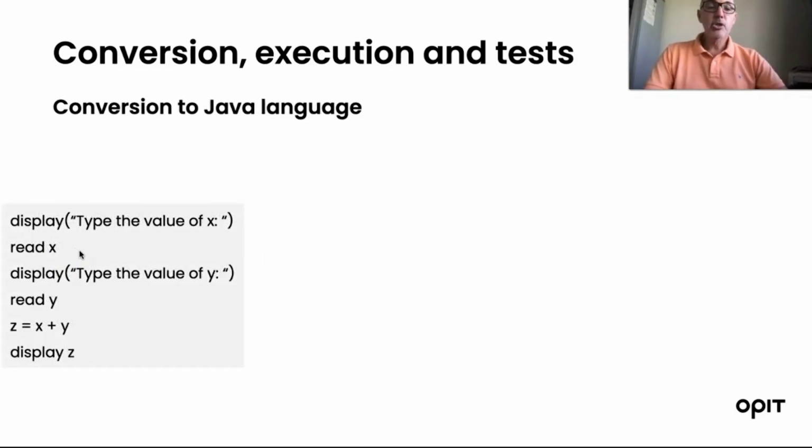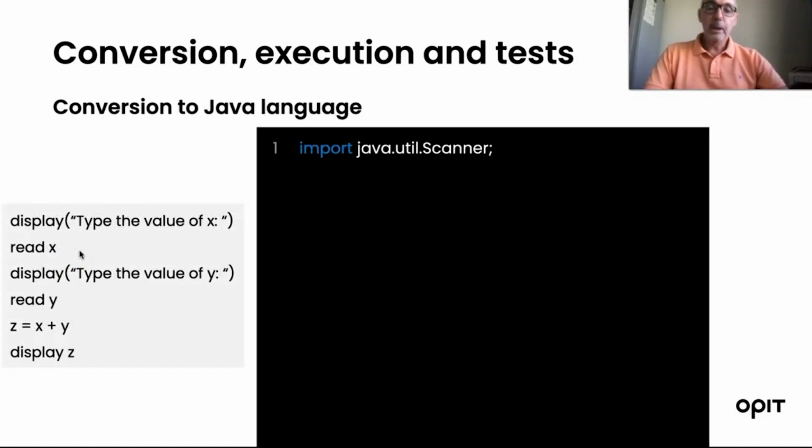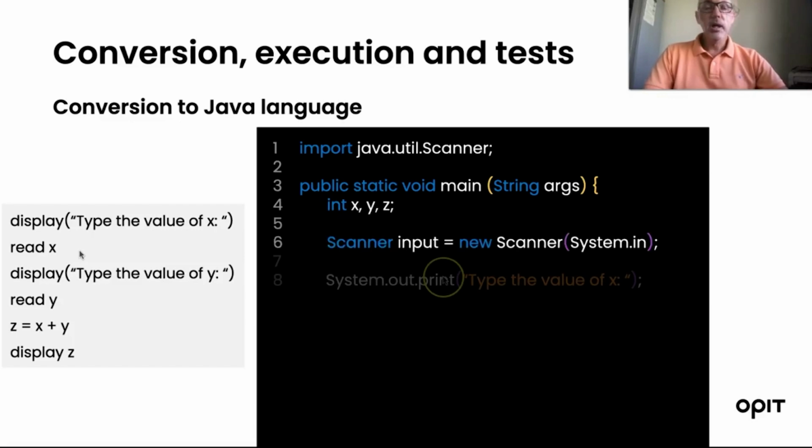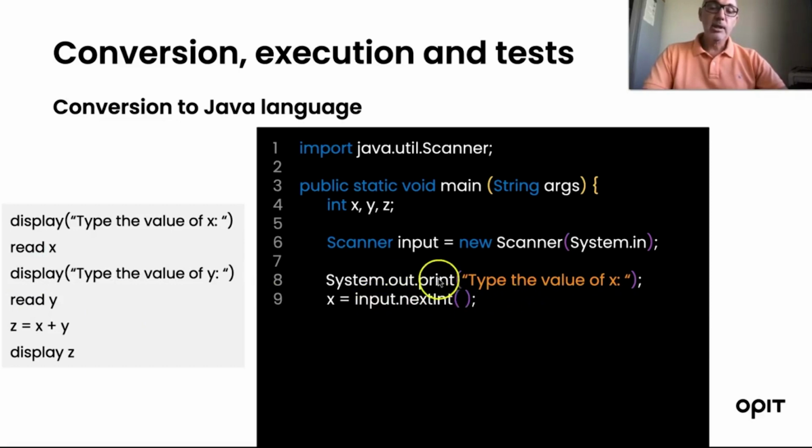So let's see, for instance, the conversion to the Java language. Again, I am importing some libraries. This will be learned in other courses, such as the Java language course. I declare the main body of my program, and then I declare the variables, as I previously did in C language. And you see here, it's not the same as in C language. I display, type the value of x, I read the value of x. You see here that this depends on the programming language. From C to Java, it's not exactly the same.